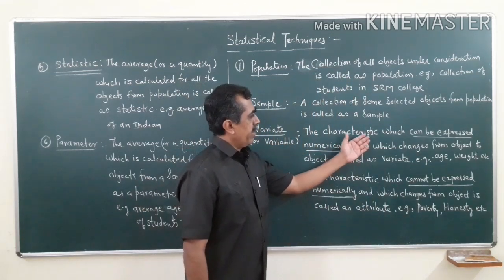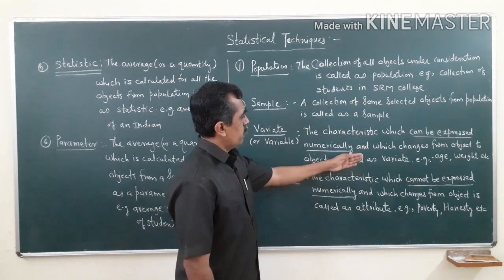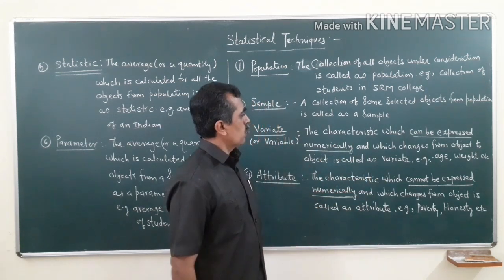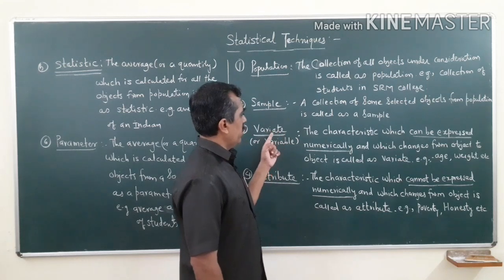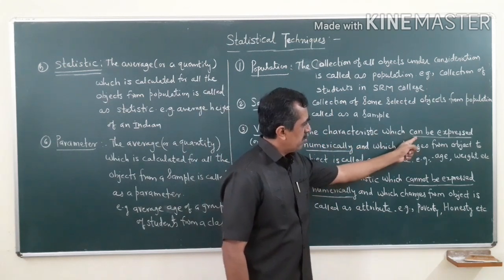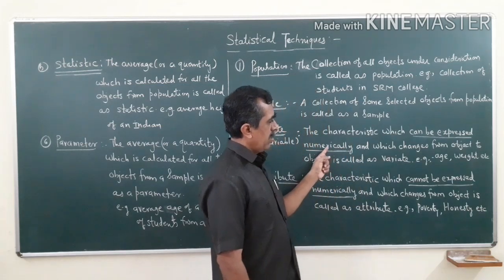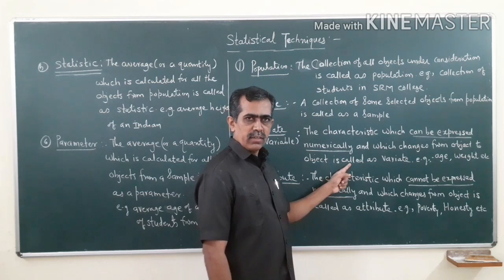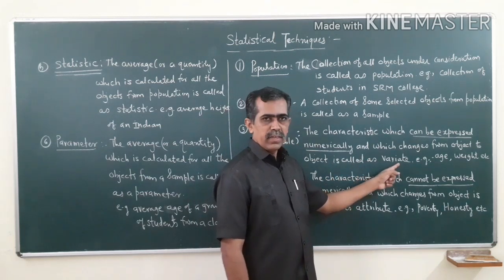There are certain characteristics which cannot be expressed numerically. They are called as attributes. Okay. Now see what is variate. The characteristic which can be expressed numerically and which changes from object to object is called as variate.